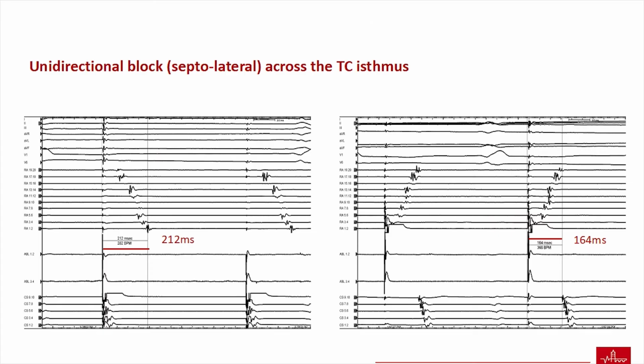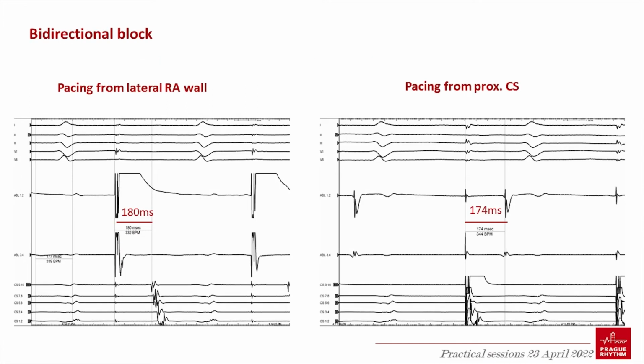Bidirectional block is still confirmed by pacing from both sides, from pacing from low right atrium and from sinus coronarius pacing. The second electrogram in the ablation catheter is the latest. In case of unidirectional block, the pacing from both sides provides different timing of signals.